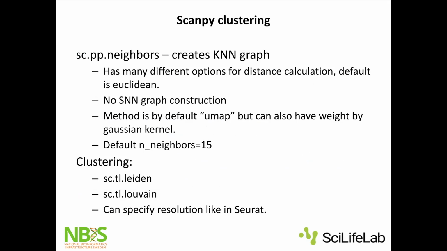And in Scanpy, it's actually a bit different because it's not doing an SNN graph. It directly just creates a KNN graph and then runs the Leiden or Louvain algorithms on the graph. And the default is to have a KNN with 15 neighbors.